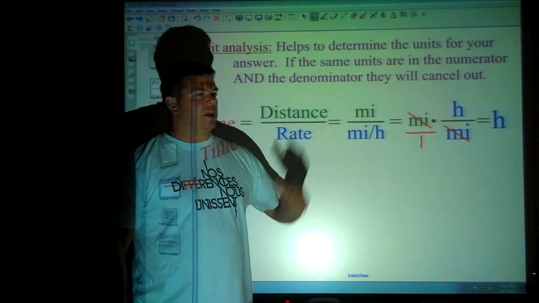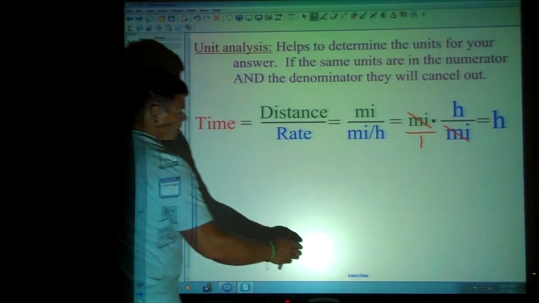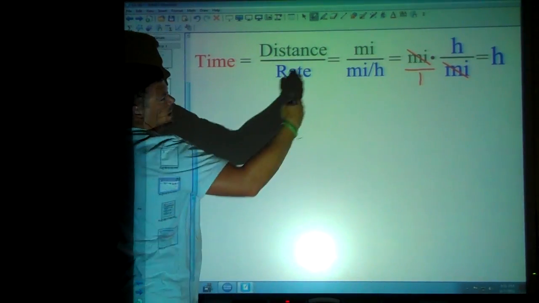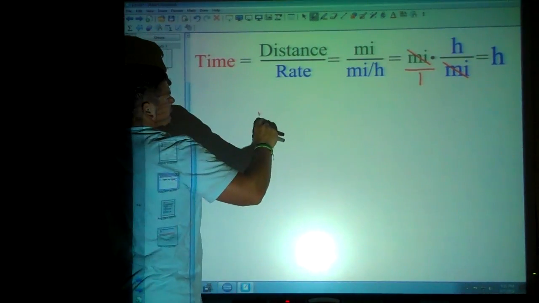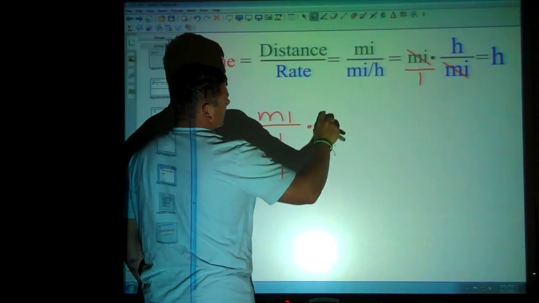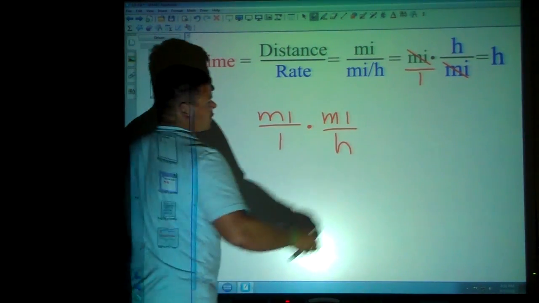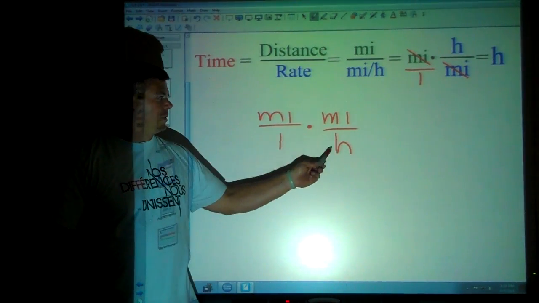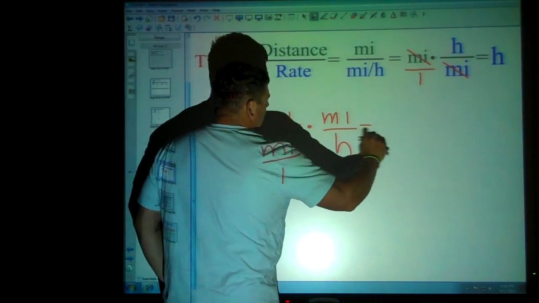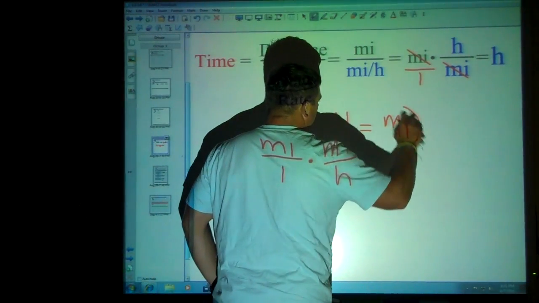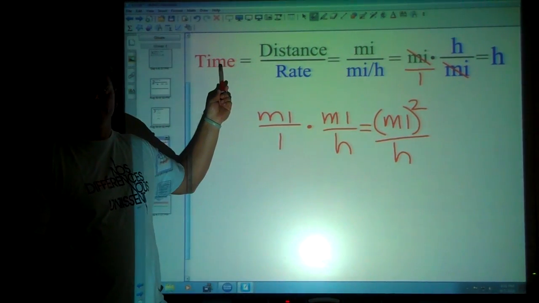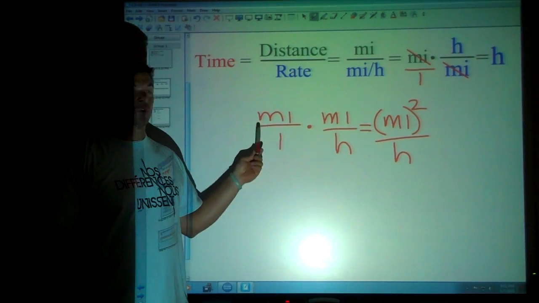So this is unit analysis, making sure you did it correctly. If I had messed up, and instead of multiplying by the reciprocal and flipping this fraction over, I said, oh, I want to take miles over 1, and I multiply that by miles over hours, you'll notice nothing is the same on the top and the bottom to cancel out, because miles are on top. And if I tried to multiply this through, I would end up with miles squared over hours, which is not a very good unit of time. It tells me I must have made some sort of mistake.